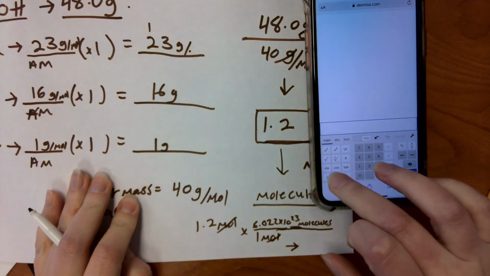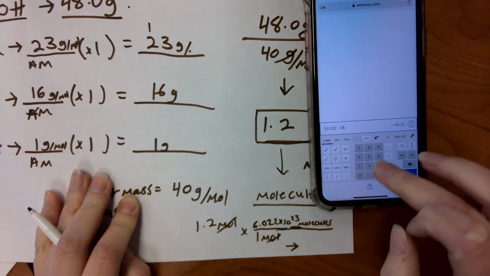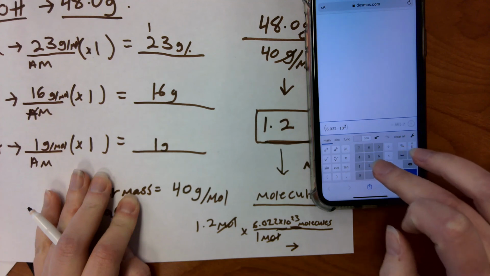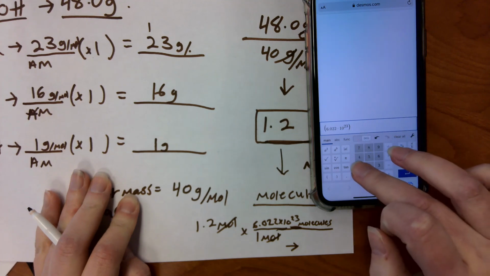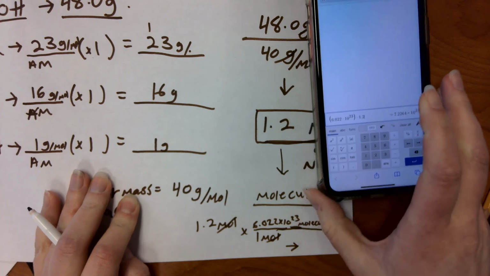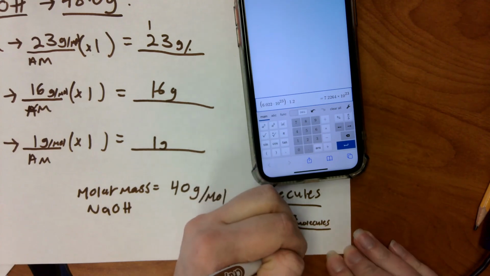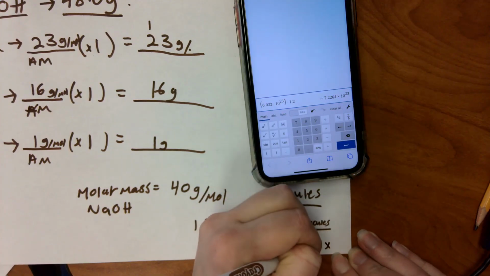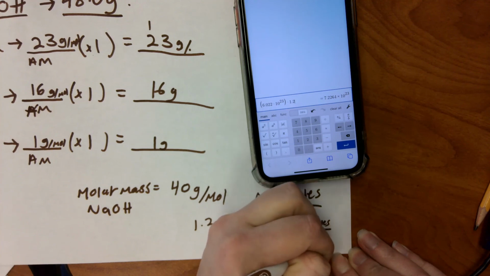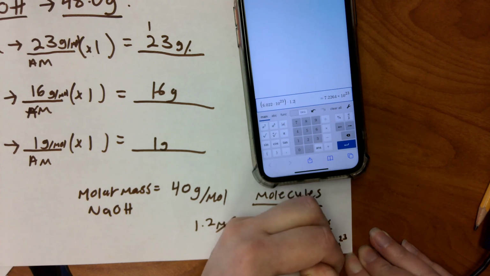We just have to take our mole and multiply it by 1.2, and then you can see there it gives us our amount of molecules, which is 7.22 times, well, 23 since it's a 6 there, 7.23 times 10 to the 23rd molecules.